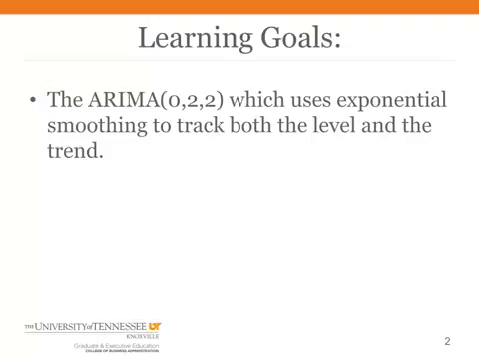The next model that we're going to look at is the ARIMA(0,2,2) model, and it does something that from a conceptual standpoint makes a lot of sense. Why don't you use exponential smoothing to track the level of the process and to track the trend of the process? In other words, you've got two exponential smoothing models working in conjunction.